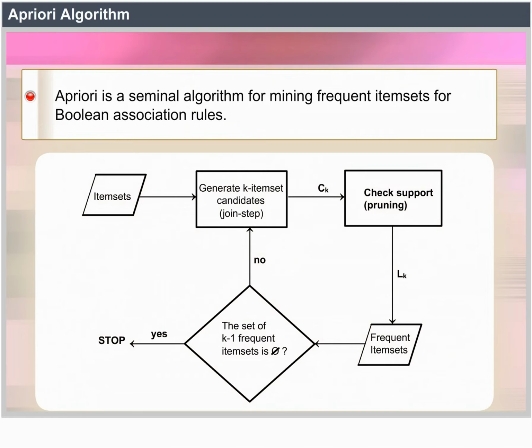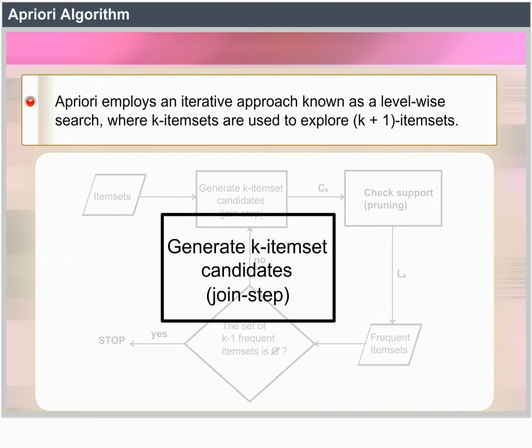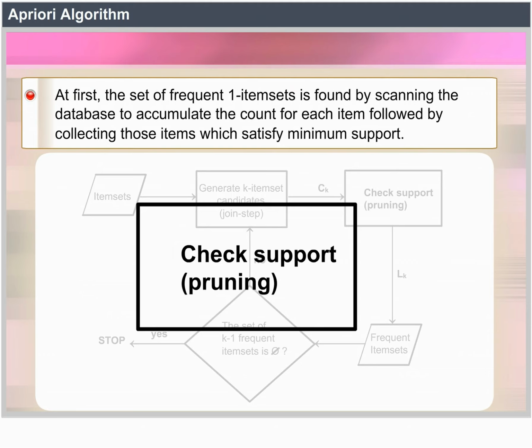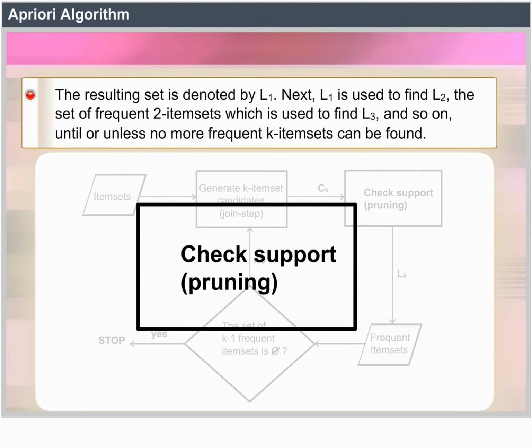Apriori algorithm. Apriori is a seminal algorithm for mining frequent item sets for Boolean association rules. The name of the algorithm is based on the fact that the algorithm uses prior knowledge of frequent item set properties. Apriori employs an iterative approach known as level-wise search, where k item sets are used to explore k+1 item sets. First, the set of frequent 1 item sets is found by scanning the database to accumulate the count for each item and collecting those items that satisfy minimum support. The resulting set is denoted by L1.